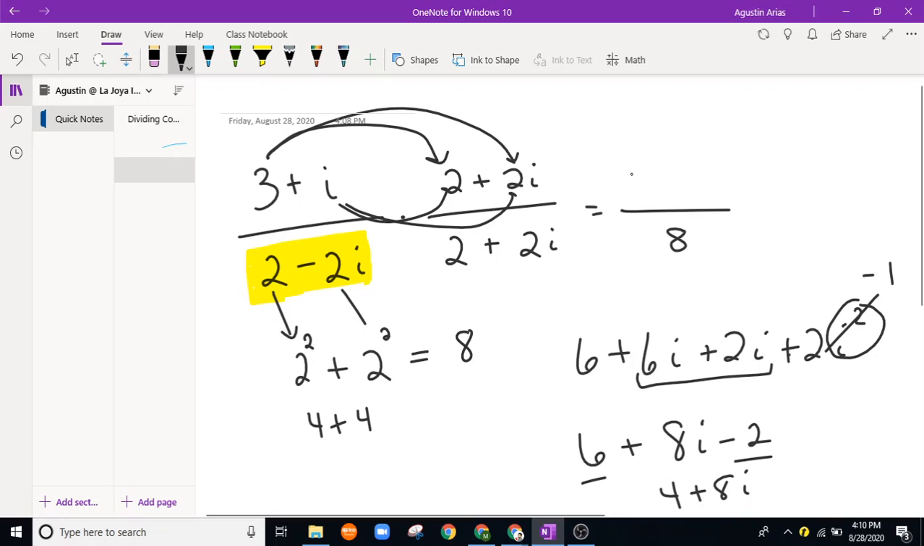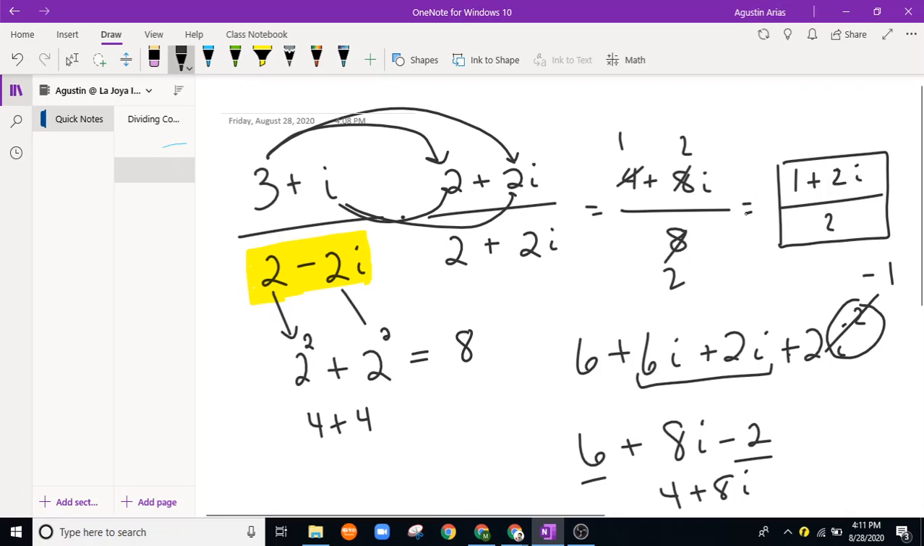So I have 4, 8i. Now, 4, 8, and 8. Is there a number that divides them all? The answer is yes. So when a number divides all three, then you simplify them by that number. So 4 becomes a 1, this becomes a 2, and this becomes a 2. So my final answer is 1 plus 2i over 2. And you're done.